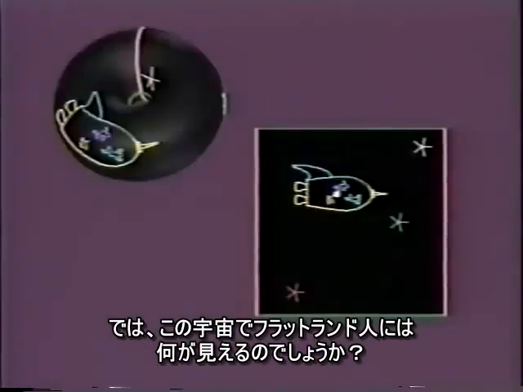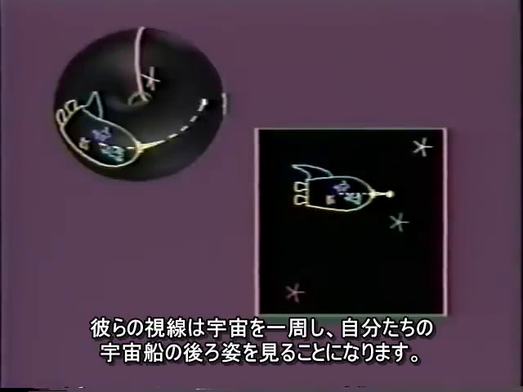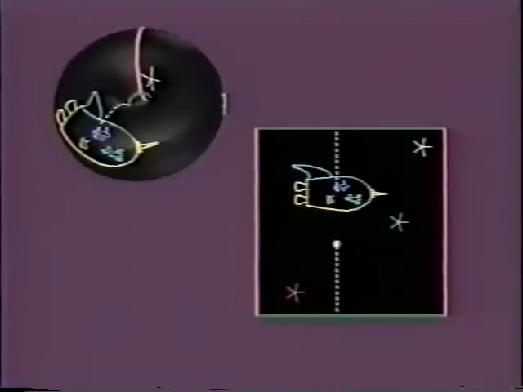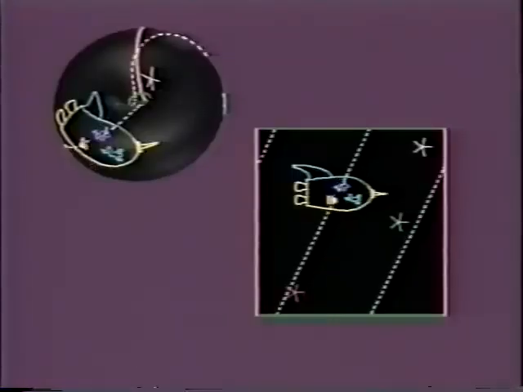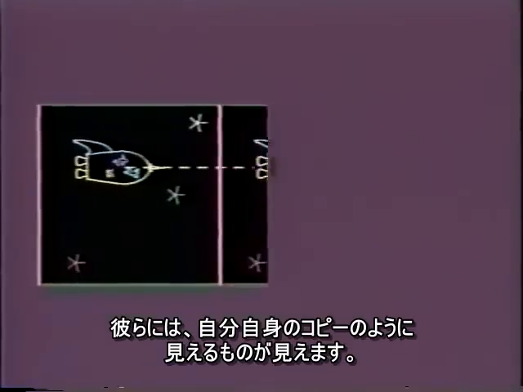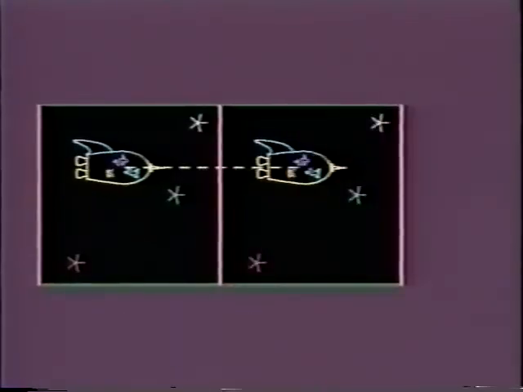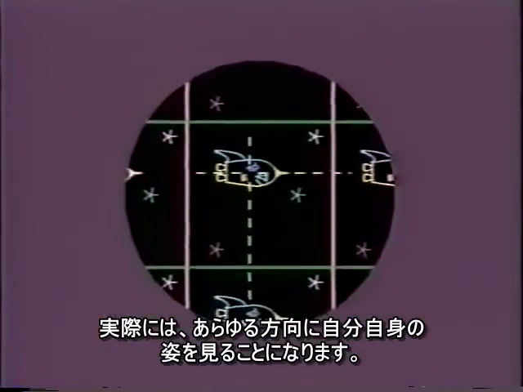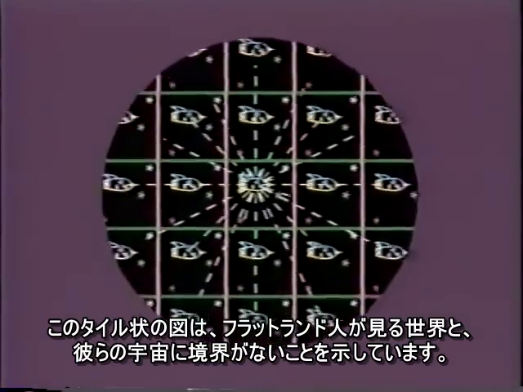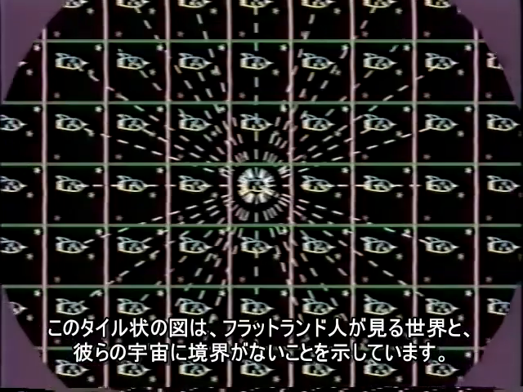What do the flatlanders see in this universe? Their line of sight travels around the universe, and they see the back of their own spaceship. Like the flatlanders themselves, their line of sight can't leave their 2-dimensional space. They see what appears to be a copy of themselves. Indeed, they see images of themselves in many directions. This tiled picture shows what the flatlanders see and that their universe is boundless. They'll never reach an edge.